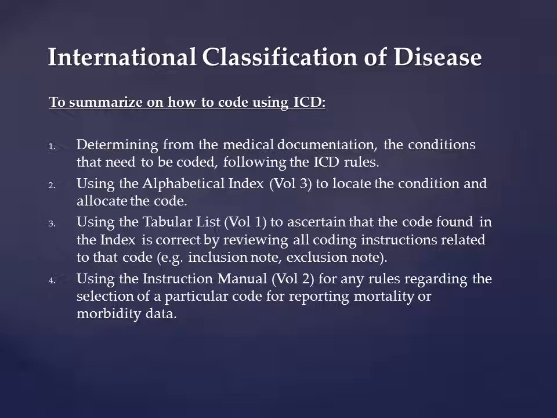To summarize the use of coding in the 3 volumes, always first determine from the medical documents the conditions or diseases that need to be coded. Locate the condition from the alphabetical index of Volume 3 and then locate the code in Volume 1, the tabular list, that was found in the index. It will also show the coding instructions and other exclusion and inclusion notes. And then, Volume 2, or the instruction manual, gives further rules for the reporting of mortality and morbidity data.